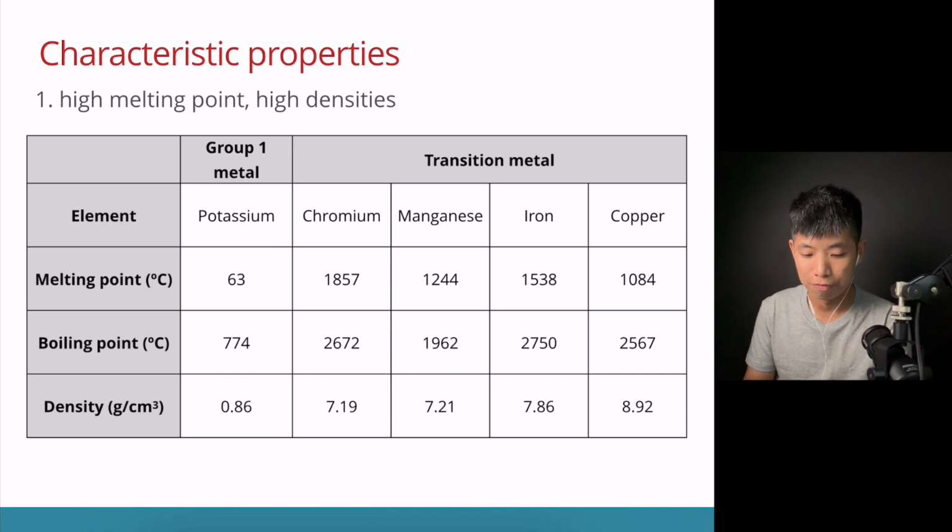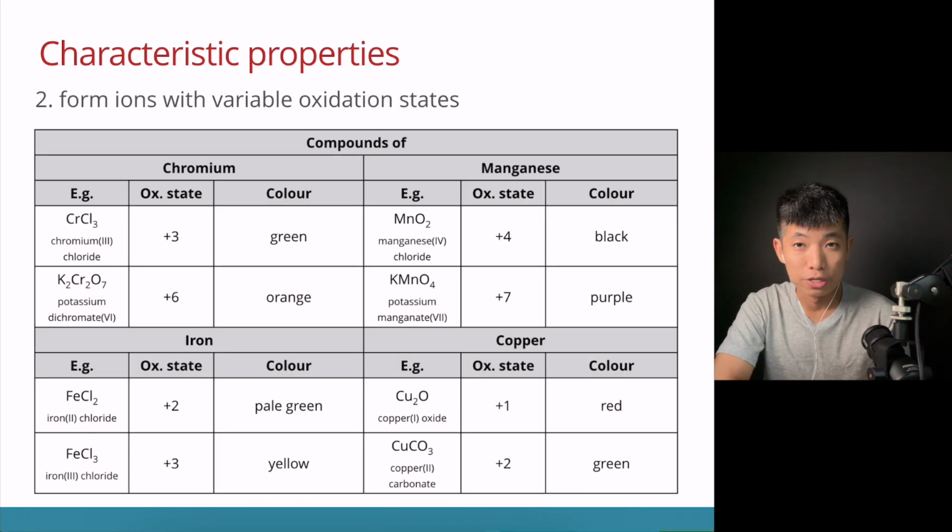I think it'll be fairly obvious that your group 1 elements like potassium have a low melting and boiling point and they have a low density. Even your other elements like those in group 2, they would have a lower melting and boiling point compared to those transition metals. The second property that is unique to transition metals is that they form ions with variable oxidation states.